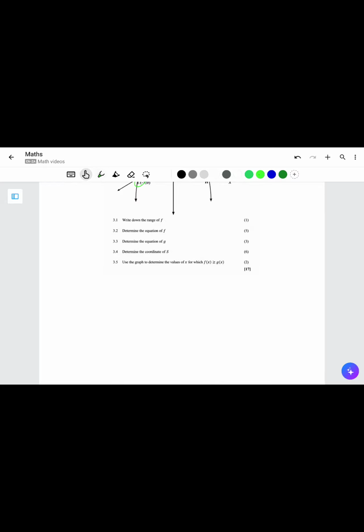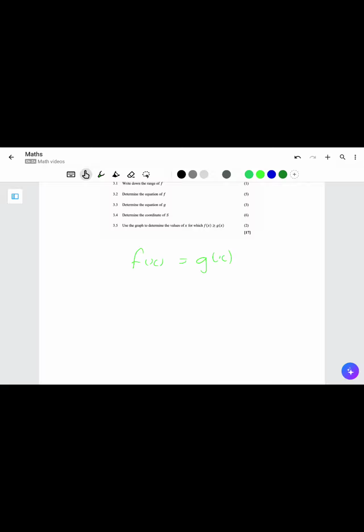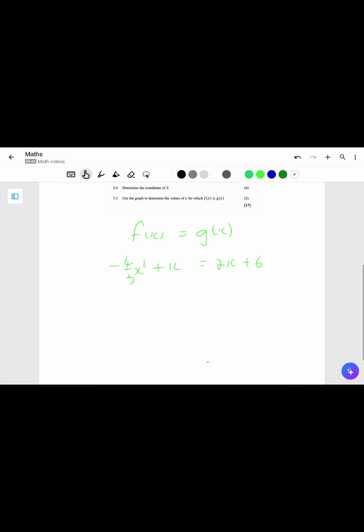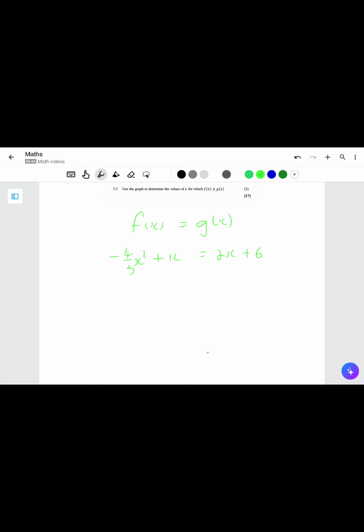We can now say that we can equate f of x to g of x, because S is the point where the two of them meet. So now it makes our life a bit easier. How do we start this? We can say that f of x is negative 4 over 3 x squared plus 12, and that's going to equal g of x, which is 2x plus 6. And as you can see, this is just a normal equation, so we can jump straight into it.